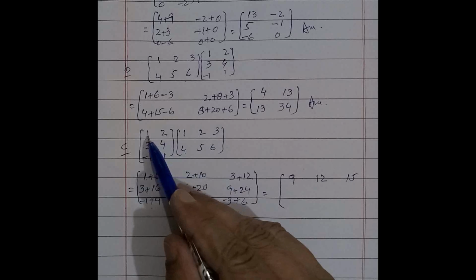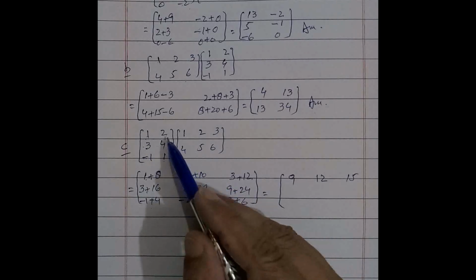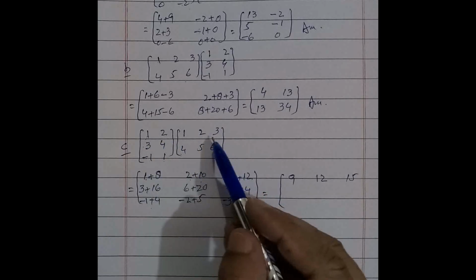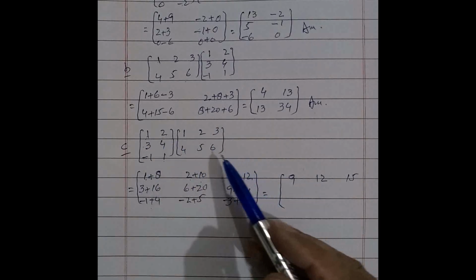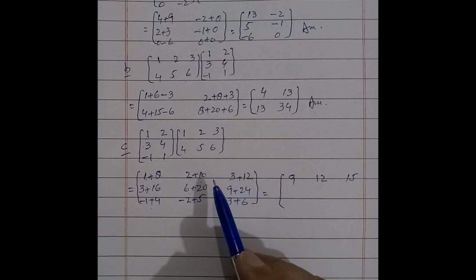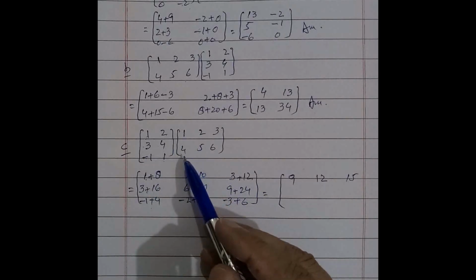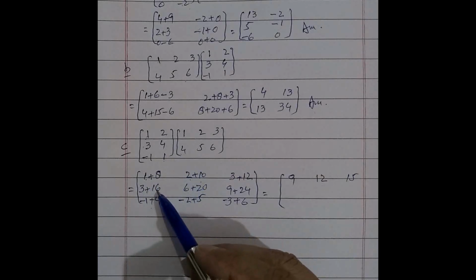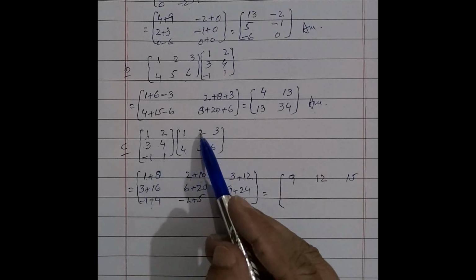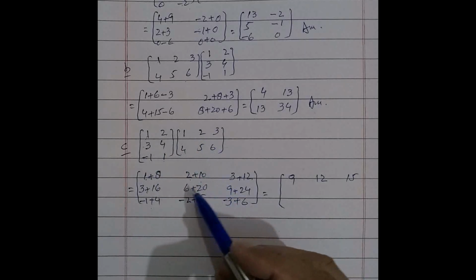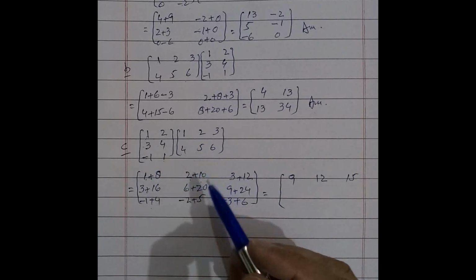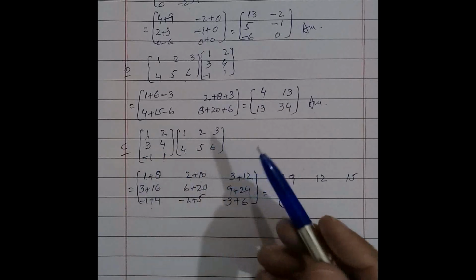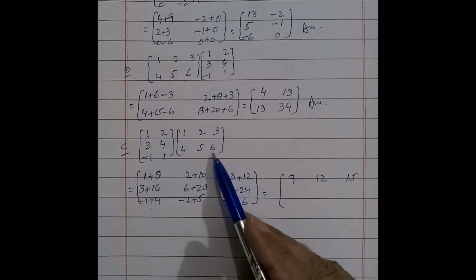First row with the second column, 1 multiplied by 2 is equal to 2, 2 multiplied by 5 is equal to 10. First row with the third column is 1 multiplied by 3 is equal to 3, 2 multiplied by 6 is equal to 12. And then the second row with the first column is 3 multiplied by 1 is equal to 3, 4 multiplied by 4 is equal to 16. Second row with the second column, 3 multiplied by 2 is 6, 4 multiplied by 5 is equal to 20. Second row with the third column is 3 multiplied by 3 is 9, plus 4 multiplied by 6 is equal to 24.